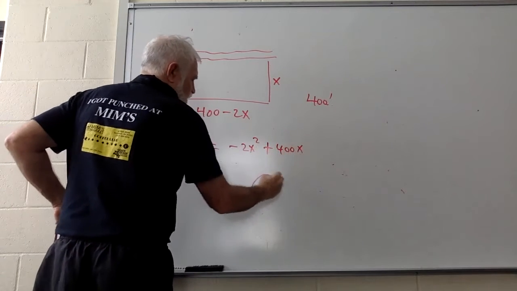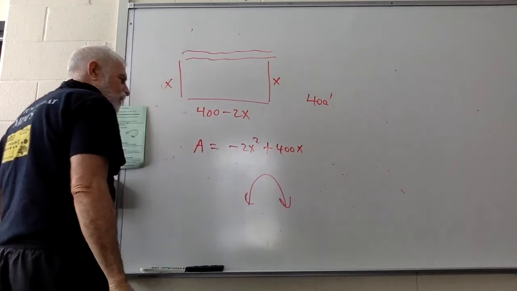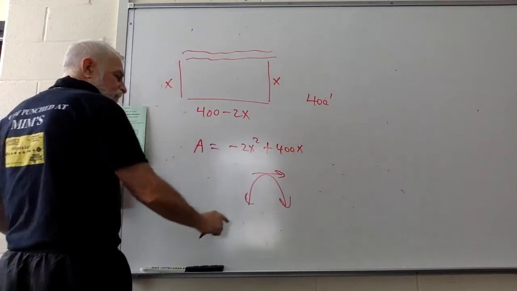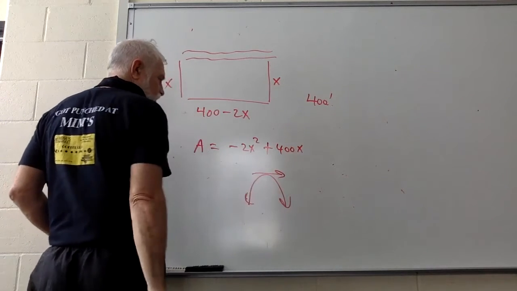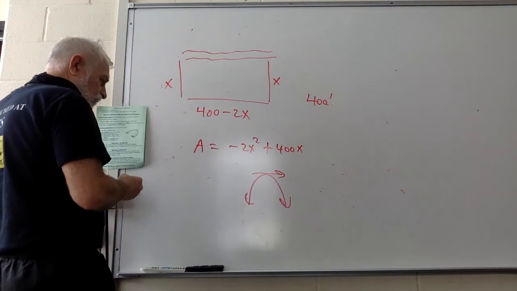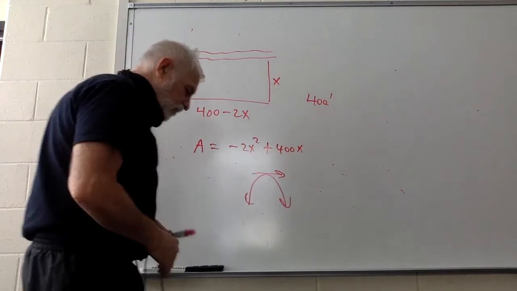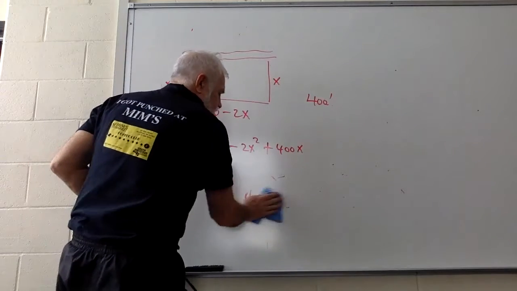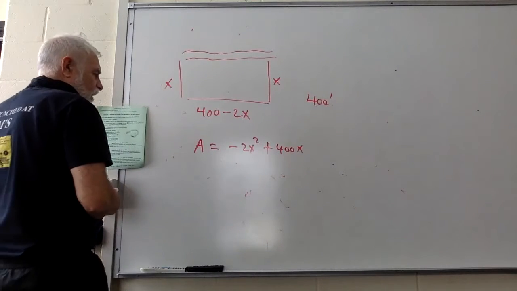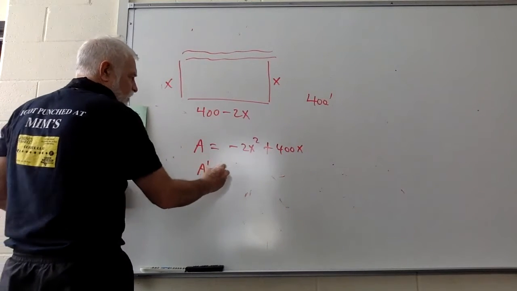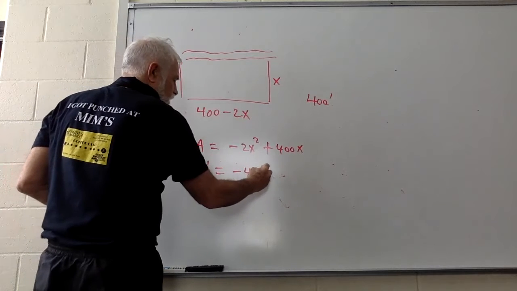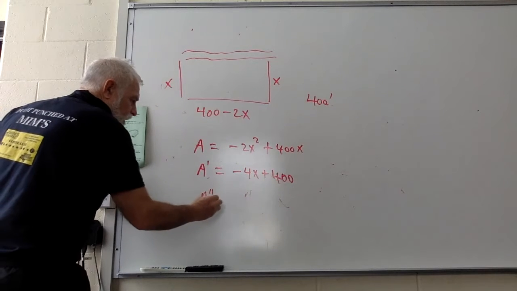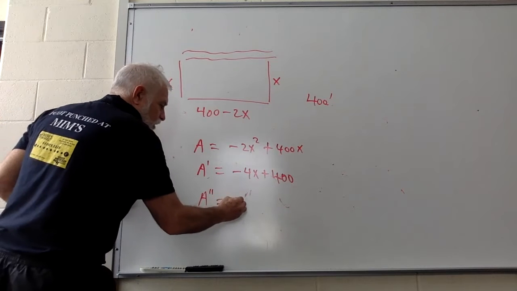Now from our algebra, we know we've got a downward-shaped parabola. We're looking for a slope of 0. A quick way to prove this is concave down with a slope of 0 is to look at 2 derivatives. Derivative 1, A prime, is equal to minus 4x plus 400, and A double prime is equal to minus 4.